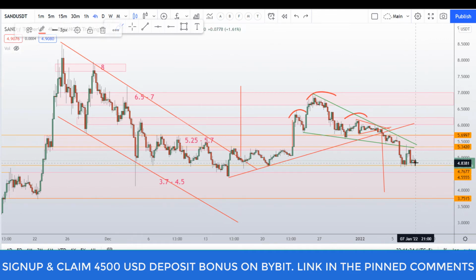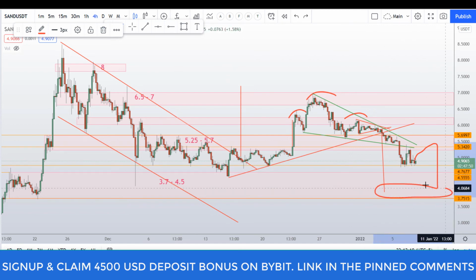If you want to achieve bullish sentiment in this Sandbox pair, then we need to trade above this level, like the $5.70 level on the 4-hour chart, and that would put us into a bullish trend on this 4-hour time frame. Otherwise, if the price stays below this $5.70 range, then we'll most likely range here, and then we'll go to the target at around the $4 level.